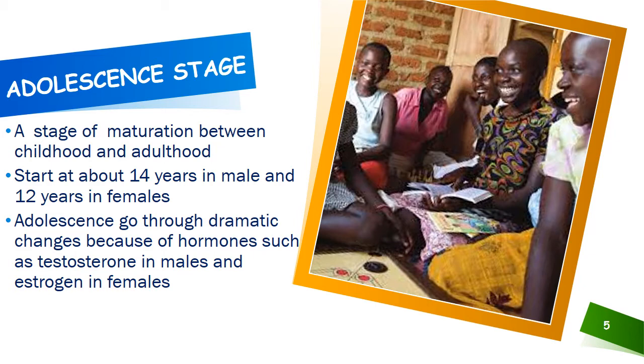Adolescents go through dramatic changes. This is because of the hormones such as testosterone in males and estrogen in females. These hormones cause changes to occur in girls and boys. In boys, the hormone is called testosterone, and in girls, it is called estrogen. These are the hormones which cause dramatic changes in both males and females.